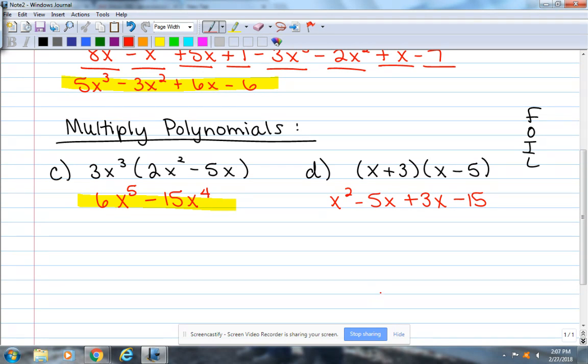And the very last step to this is combine any like terms. Do we have any like terms? The x terms in the middle. So that's going to be x squared. And what's negative 5x plus 3x? Negative 2x. And then copy the minus 15. And that's your answer. So I don't care if you FOIL it. I don't care if you distribute it. You still should get the same thing. Okay? Because you're still doing this times this, this times this, this times this, and this times this.